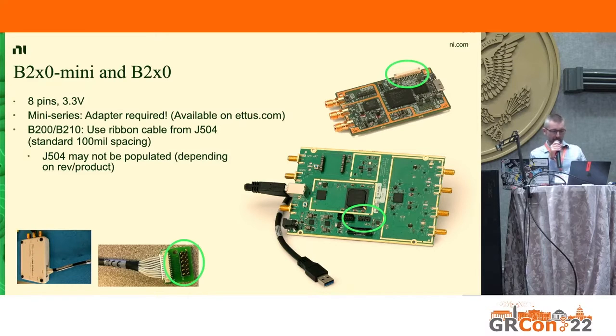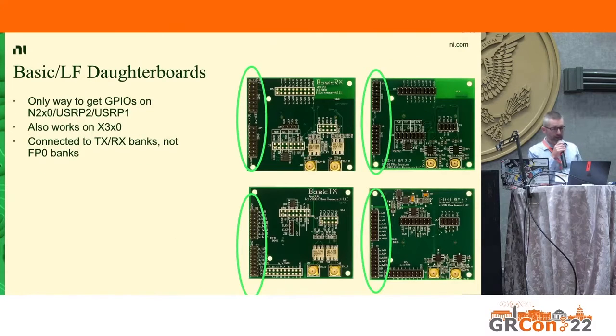So I highlighted all the locations where they are, and then you can look in the manual for the specific pin assignments. And finally, if you're using the really old USRPs, this is an API we've had for a long time, you can actually use daughter boards to access GPIOs. This even works on the X310, but on the older USRPs, we don't have a dedicated separate GPIO connector. So yeah, this is definitely useful for those scenarios.